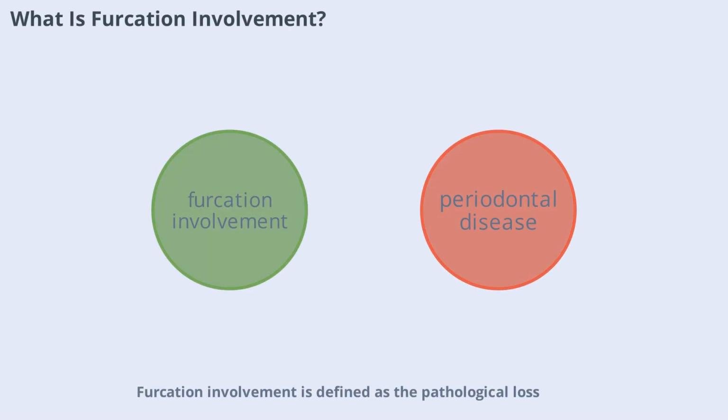Furcation involvement is defined as the pathological loss of bone in the furcation area of multi-rooted teeth. This process is primarily driven by periodontal disease, leading to the breakdown of supporting bone and tissue. As the disease progresses, the furcation area becomes increasingly compromised, making it more difficult to maintain oral hygiene and increasing the risk of tooth loss. Early identification and intervention are key to preserving tooth structure and function.